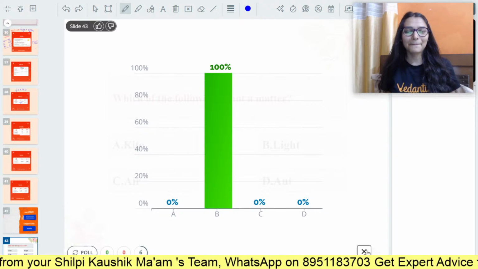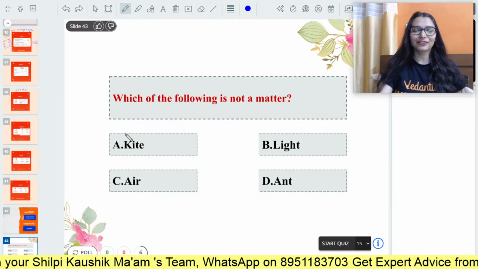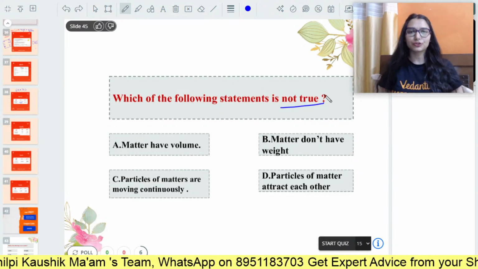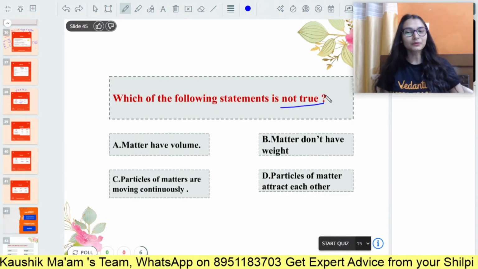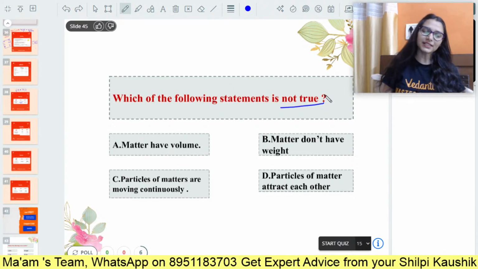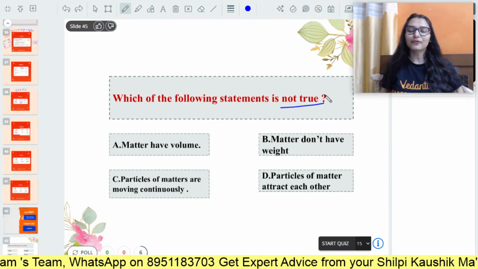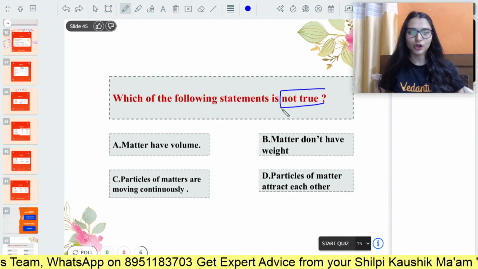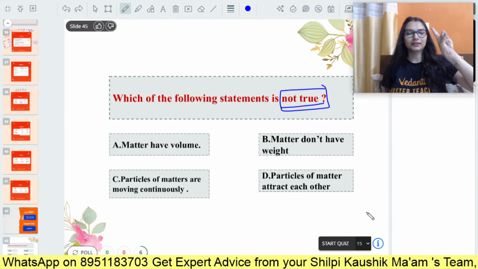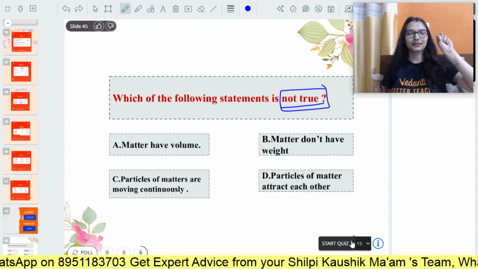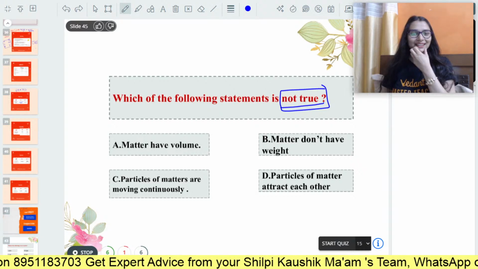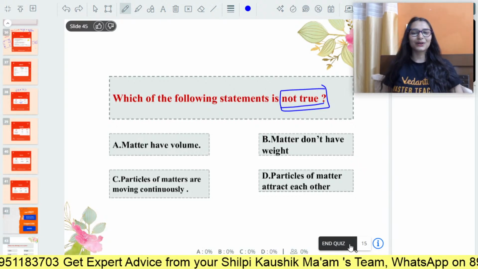Wow. Amazing, guys, amazing. And the right answer is light. Which of these is not true? Matter have volume, matter don't have weight, particles of matter are continuously moving, particles of matter attract each other. Not true. 3, 2, 1. Ready? Give ma'am a thumbs up when you're ready. Yes, ma'am. Get set go.